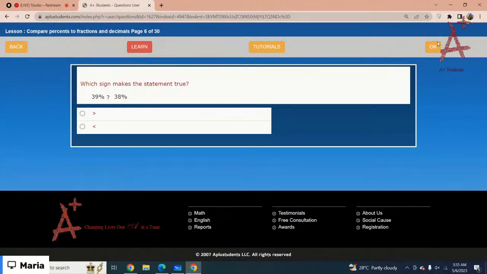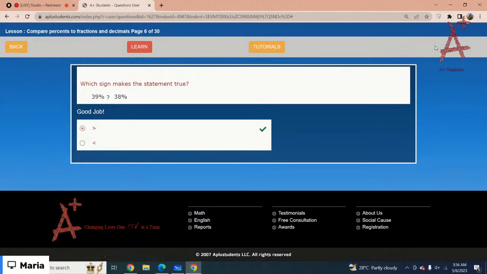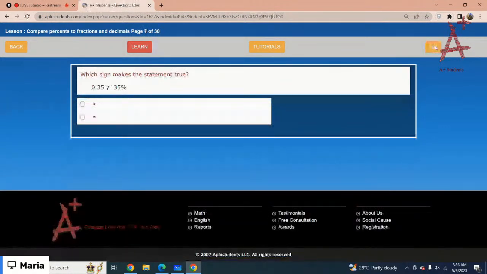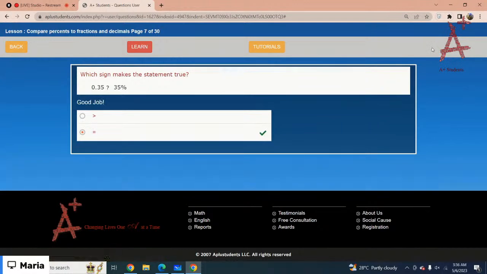So the correct option is less. Which sign makes the statement true? It would be 39% is greater than 8. The correct option is greater. Which sign makes the statement true? They both are exactly equal. 35% and 35%, they both are equal.